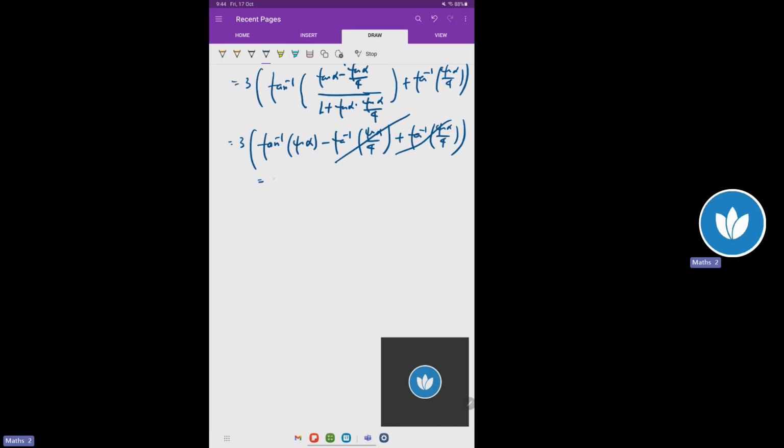So tan inverse tan alpha. What they are saying is alpha is 2 by 3, which is less than pi by 2. So tan inverse tan alpha can be written as 3 alpha, so 2 into 3 by 2, which is actually 2.